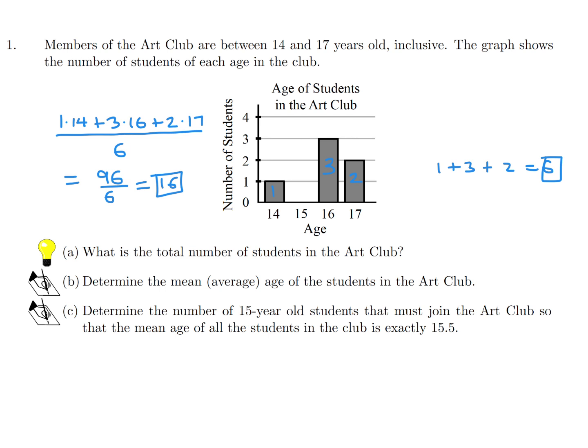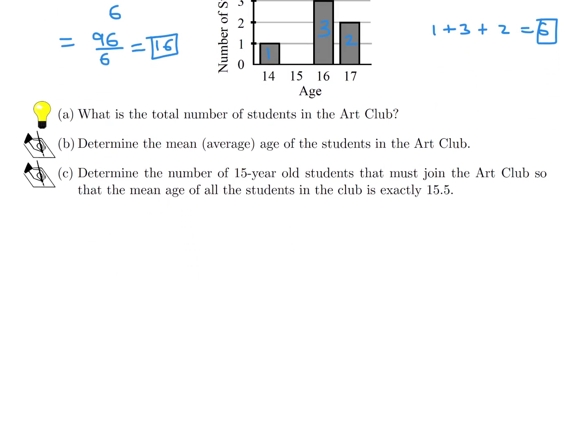Determine the number of 15-year-old students that must join the art club so that the mean age of all students is exactly 15.5. So we already have 96, and then we're going to add a certain number of 15-year-olds, and then we have to divide by the total, which would be 6 plus x, where x represents the number of students who are 15. And they're saying that is equal to 15.5.